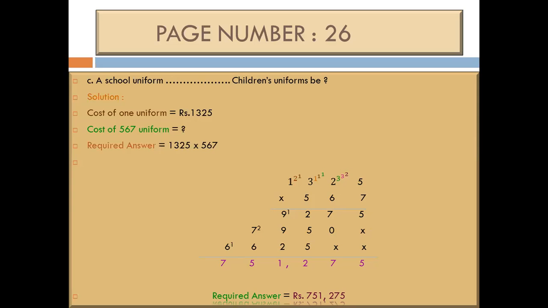Now is our turn of 6. 6 fives are 30. We put here 0 and we carry 3 on 2. 6 twos are 12, 12 and 3, 15. We write here 5 and we carry 1 on 3. 6 threes are 18 and 1, 19. We write here 9 and we carry 1 on 1. 6 ones are 6 and 1, 7. We have completed two multiplications, ones and tens place.